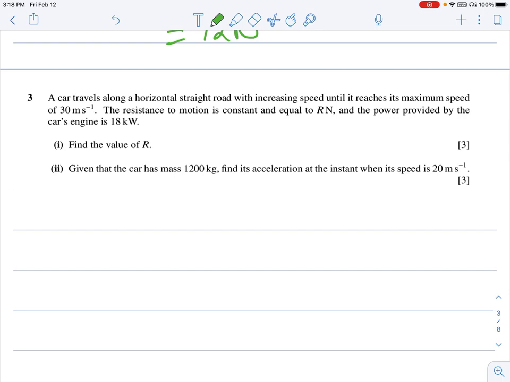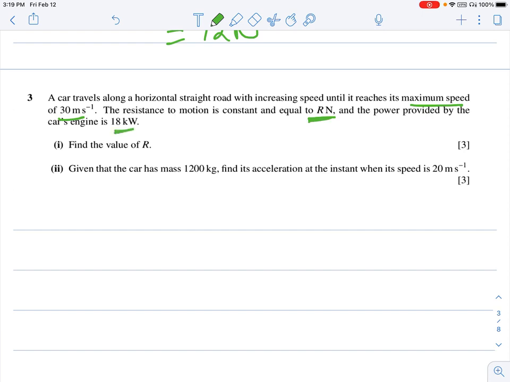Question number 3. A car travels along a straight horizontal road with an increasing speed until it reaches a maximum speed of 30 meters per second. The speed is 30 meters per second. The resistance to motion is equal to R newtons and the power is 18 kilowatts.